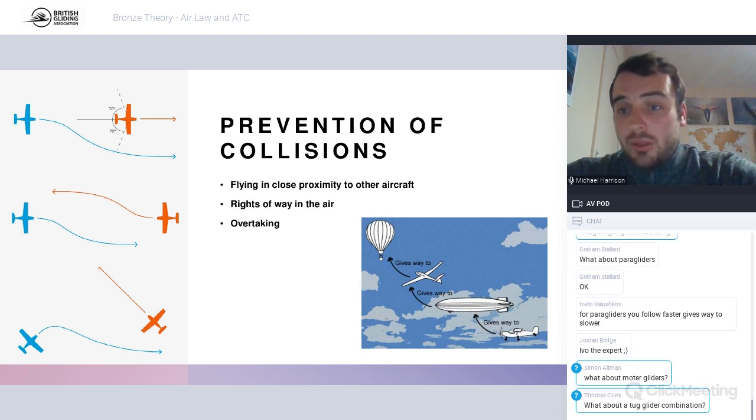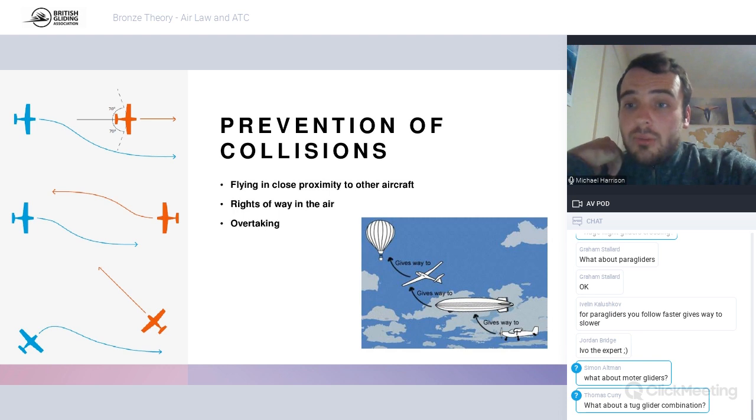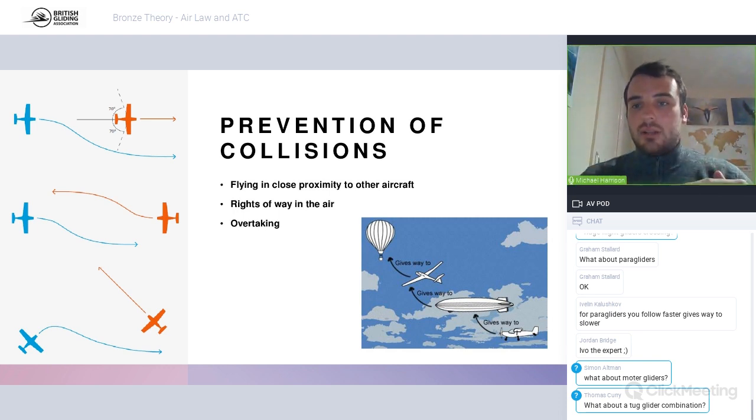Cool. Beyond gliders, we then get airships. Now, airships sit squarely in the middle. They actually have to give way to gliders. I might potentially give way to an airship still because they're quite big, but they basically don't land out if they have to move, which is why they give way to us.